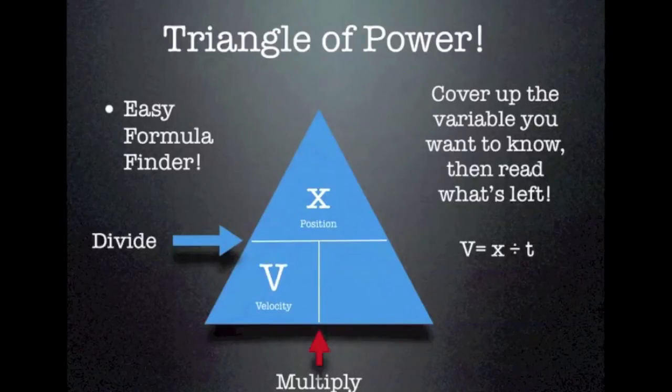To find time, you cover up time and you realize, hey, there's an x and a v there. There's a horizontal line in between. I divide them. So you get time equals position divided by velocity. Lastly, if I want to find position, I cover up the x, and I notice the v and t are right next to each other, which means multiplication. And so I get that position equals velocity times time.